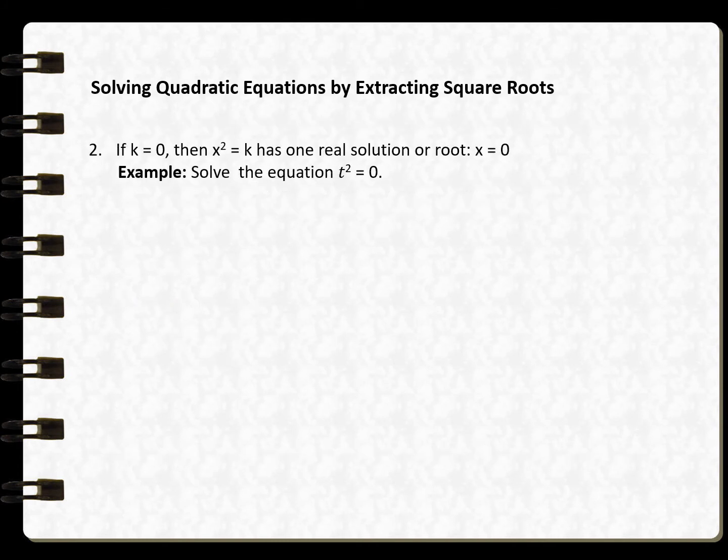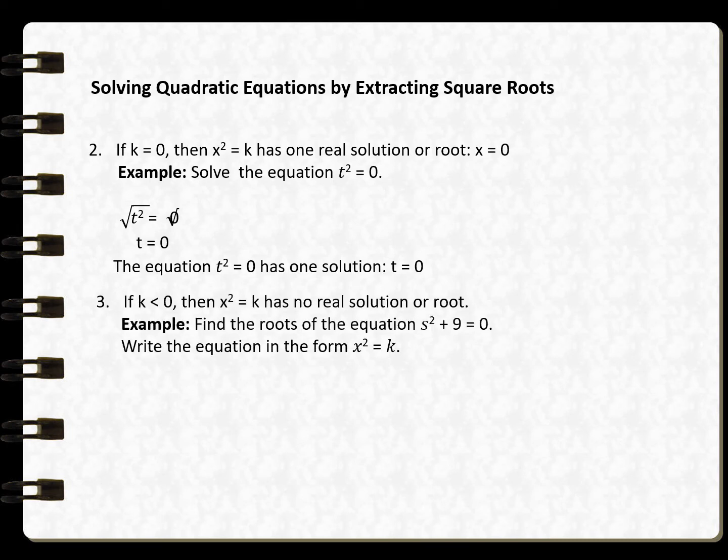Number 2. If k is equal to 0, then x squared equals k has one real solution or root, and that is x equals 0. For example, solve the equation t squared equals 0. So, the first step natin is to get the square root of t squared and the square root of 0, that is 0. So, t equals 0, so we have one solution. t equals 0, or 1 root. The equation t squared equals 0 has one solution, t equals 0.